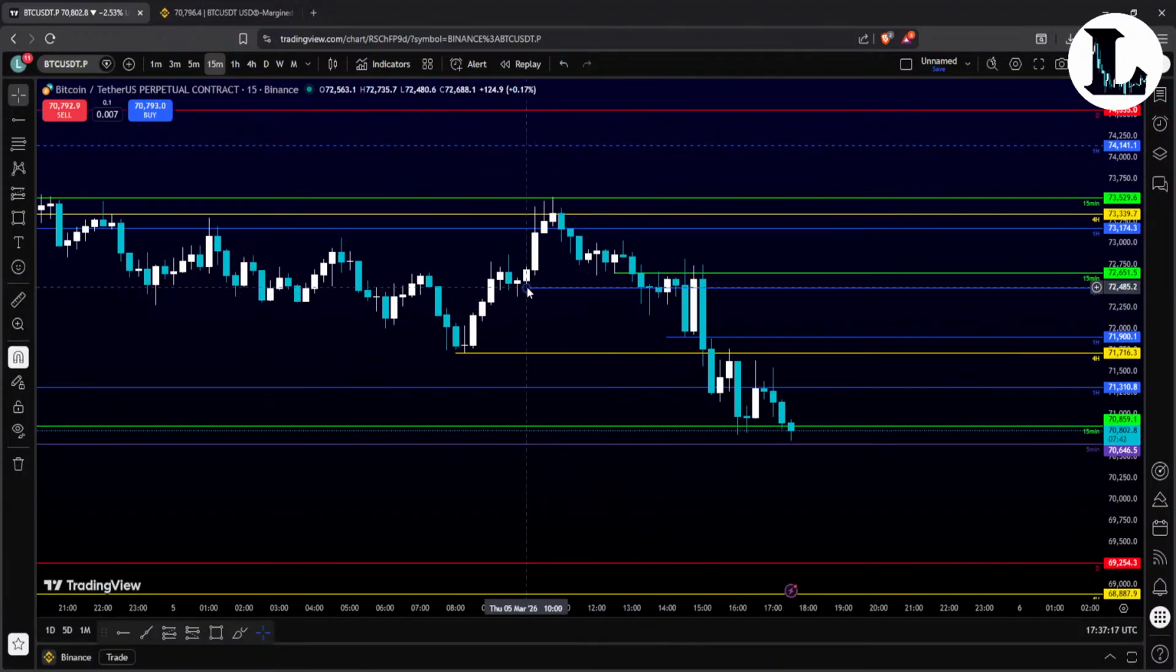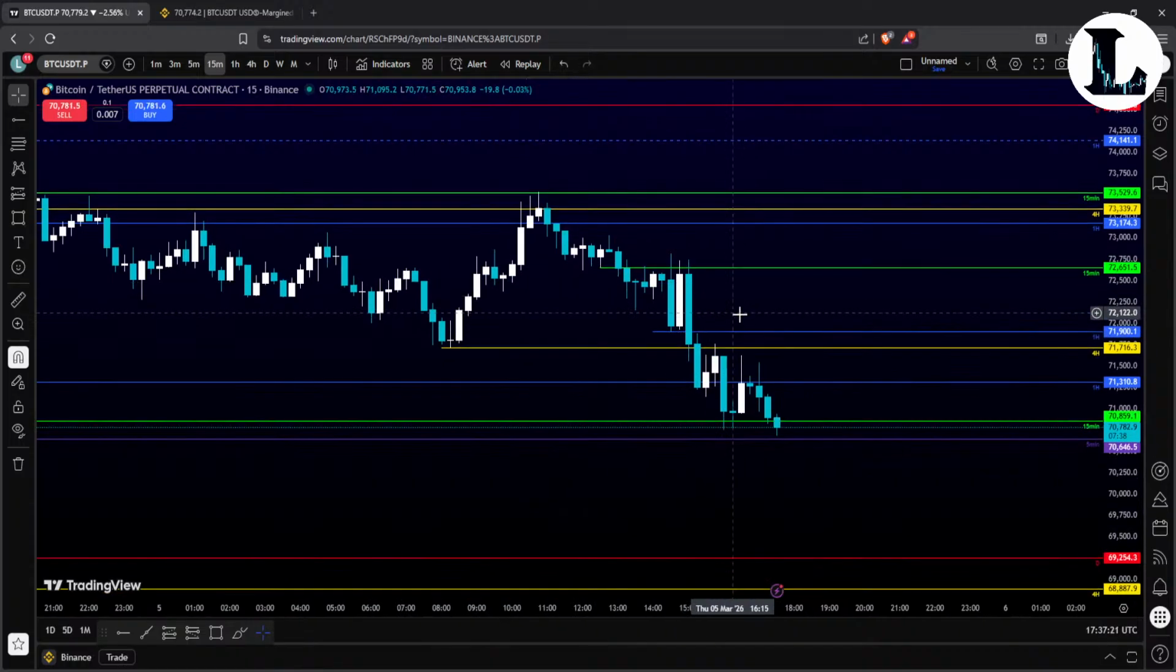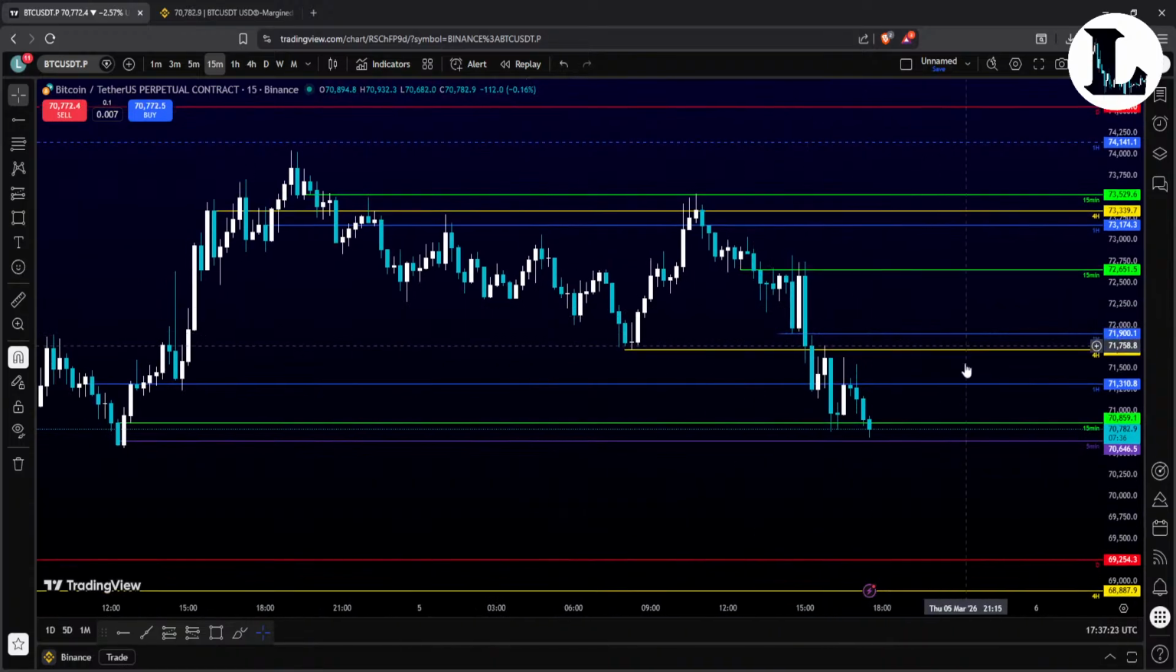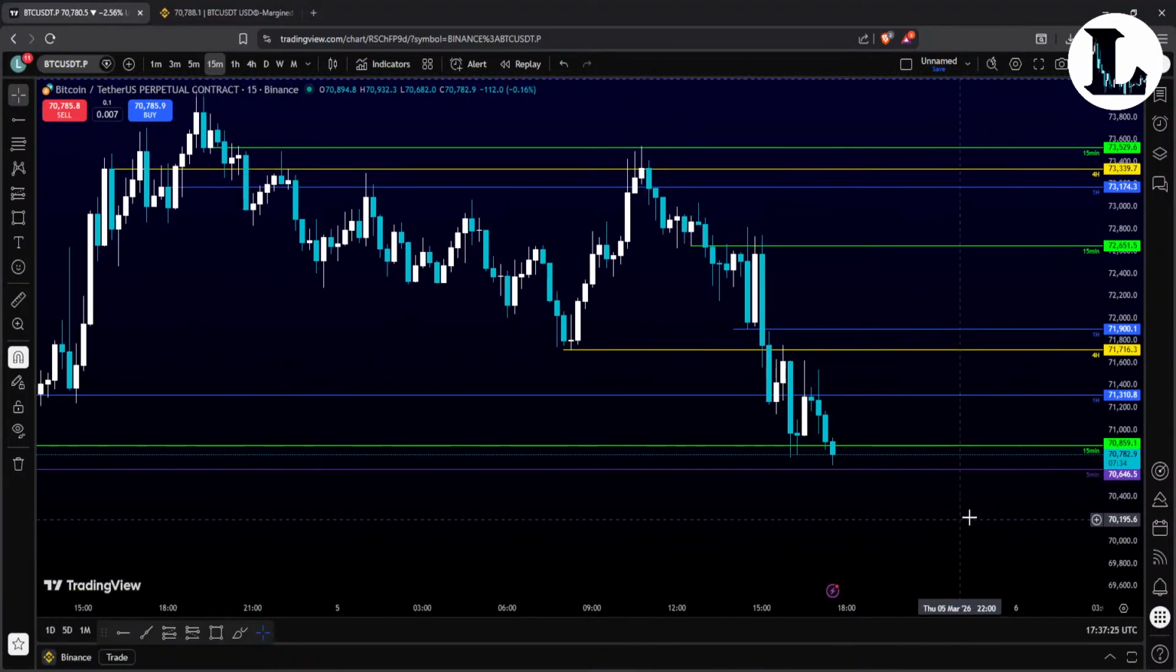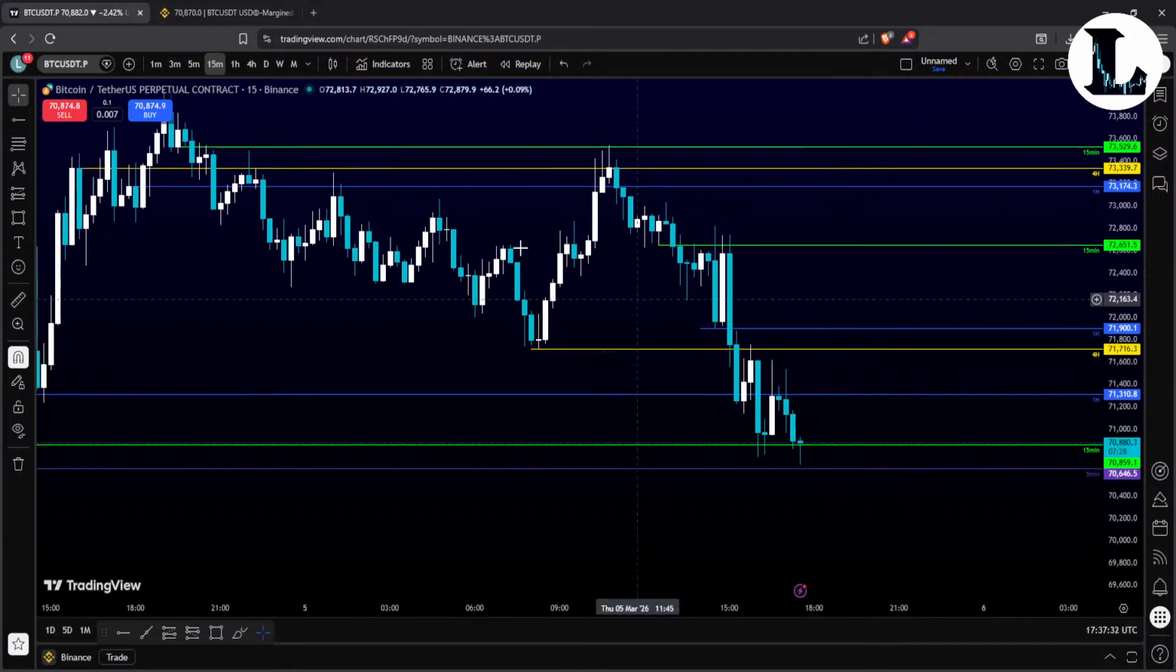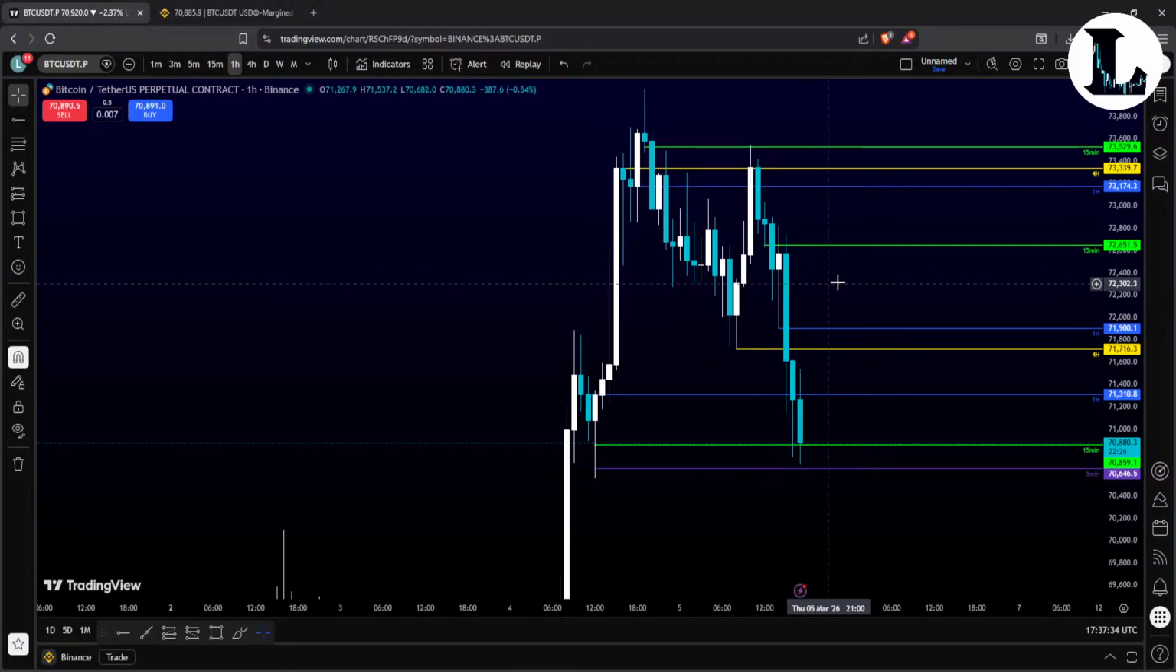I'm probably going to delete this for you guys. I might get too confused with so many lines. You can see the time frames on the right side of those lines. But I don't want you guys to get so confused.